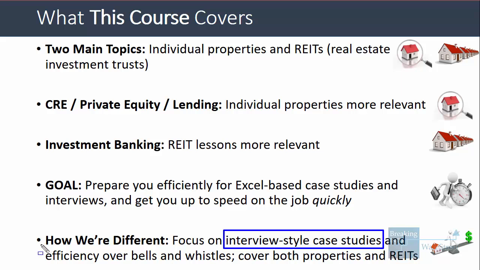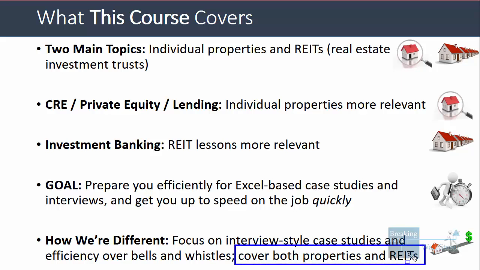And we choose to focus on that over bells and whistles because in our experience, most candidates simply want to prepare for interviews, and even if they're on the job, they want to get up to speed quickly without having to go through a 5,000-row spreadsheet. Also, we do cover both properties and REITs, whereas most other courses and sources out there tend to focus on one or the other.